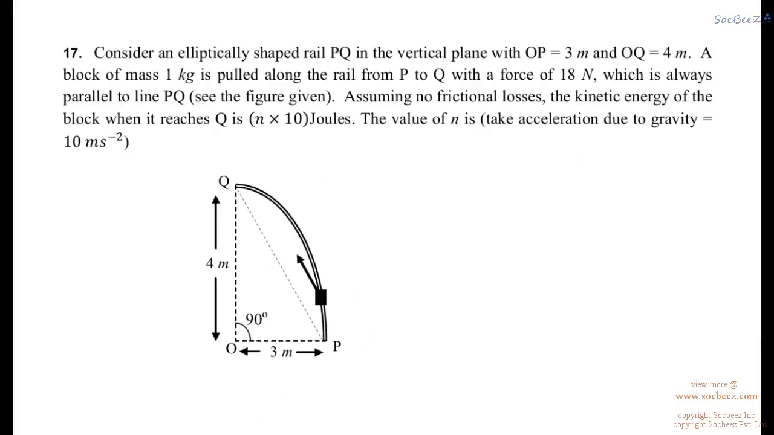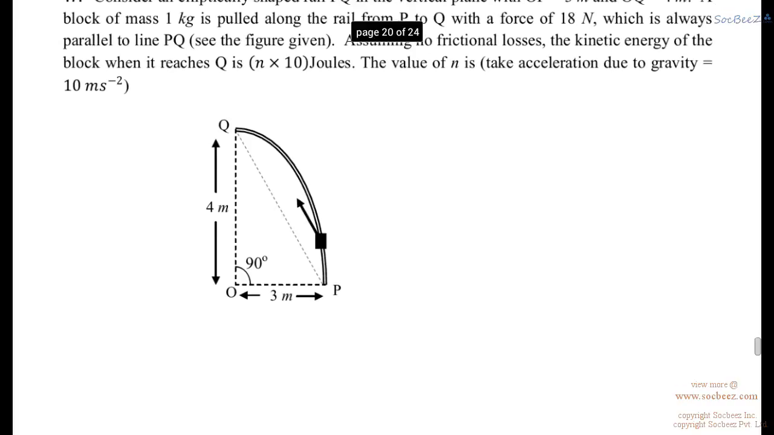Question says, consider an elliptically shaped rail PQ in the vertical plane with OP equals 3 meter and OQ equals 4 meter. A block of mass 1 kilogram is pulled along the rail from P to Q with a force of 18 Newton, which is always parallel to line PQ. Assuming no frictional losses, the kinetic energy of the block when it reaches Q is N into 10 joules. The value of N is, now g equals 10 meter per second square.